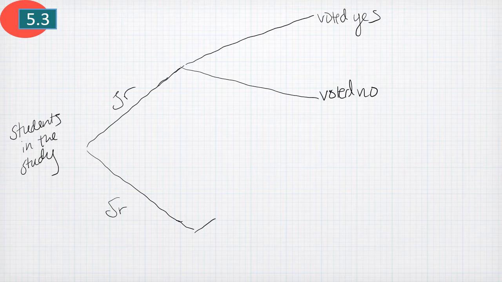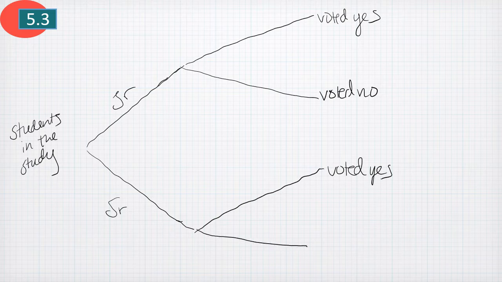And the same is true among the seniors. Voted yes and voted no. So these are my branches of my tree diagram here, but it doesn't have my probabilities on it. So let me go ahead and include my probabilities.